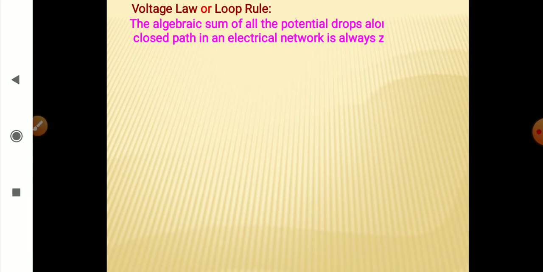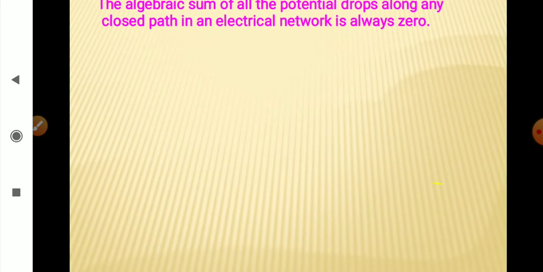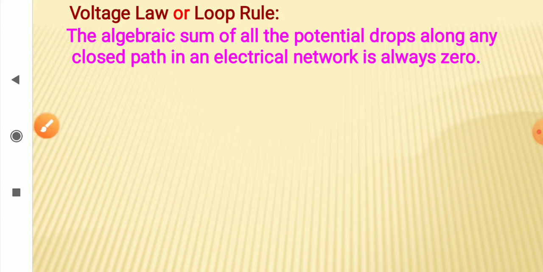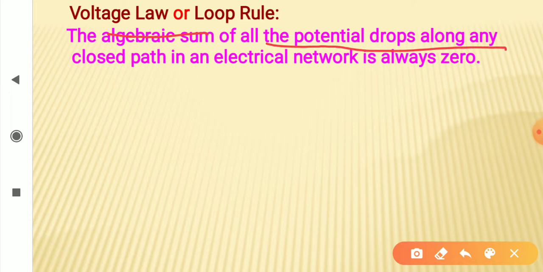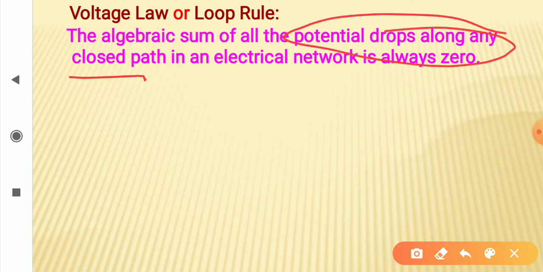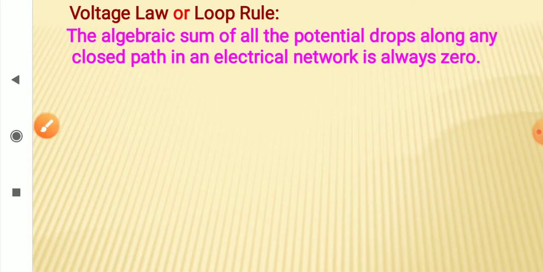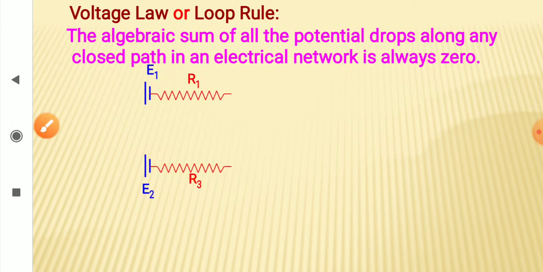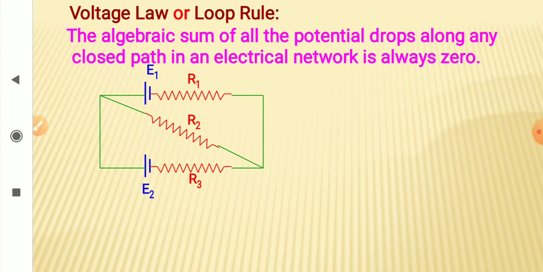So the next one is the voltage law, or loop rule. The algebraic sum of all the potential drops along any closed path in an electrical network is always 0. That means along a closed path, the net potential drop is always 0. So let us look at one example here. We have a network like this containing two cells E1, E2, and resistances R1, R2, R3.